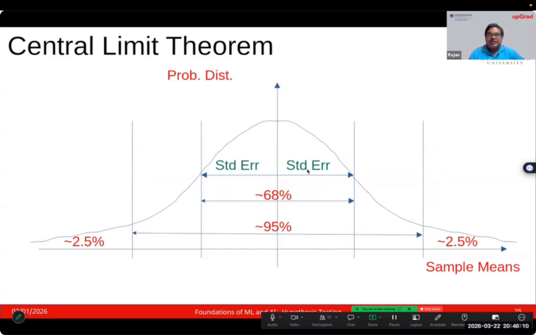So, centered at our hypothesized mean, I could draw this distribution of the sample means. This is one standard error, this is two standard errors, and so on and so forth. Now here is the kicker.